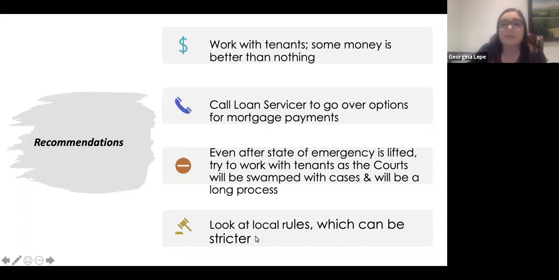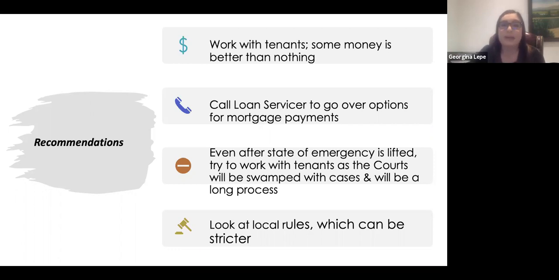You need to look at the local rules. So in the Q&A, do not ask me regarding specific cities, because each city is different. It all depends where your property is located. So if the city where your property is located has not implemented any rules pertaining to evictions, then you need to look at the county level and go from there.